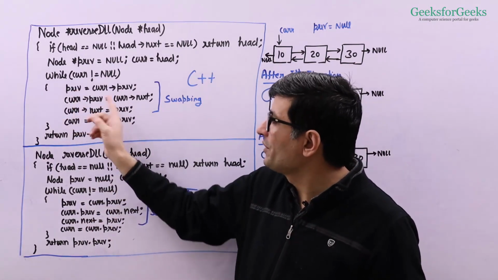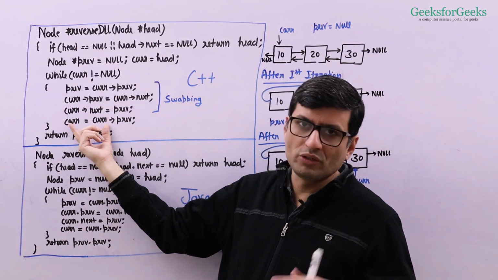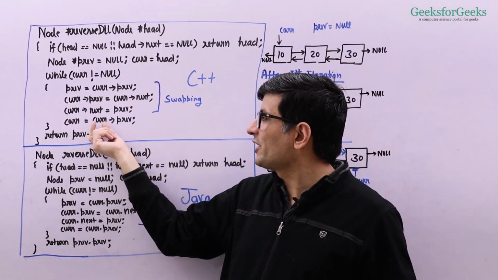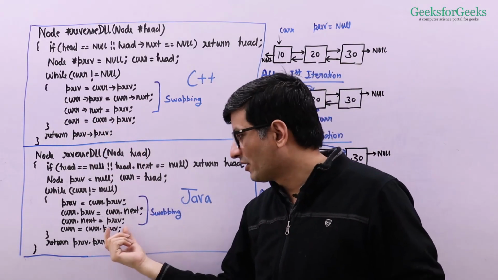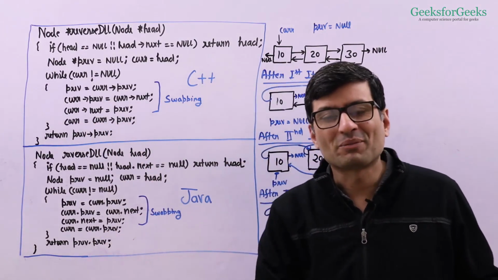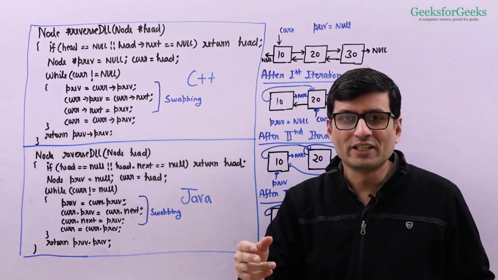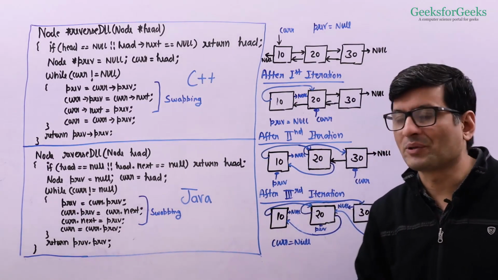After swapping previous and next, we move current to the next node. See, we are doing current equal to current arrow previous, or current dot previous, not current next, because we have swapped previous and next, right? So whatever was next now becomes previous.